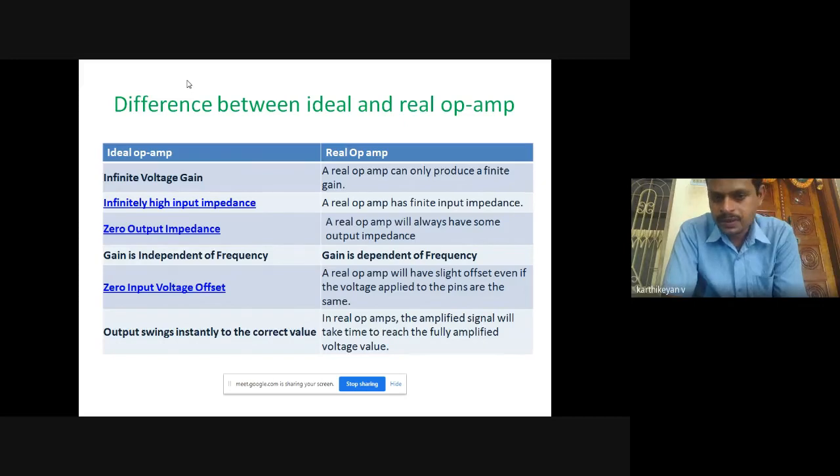In an ideal op-amp, zero input voltage offset, whereas a real op-amp will have slight offset even if the voltage applied to the pins are the same. And the output swings instantly to the correct value. In a real op-amp, the amplified signal will take time to reach the fully amplified voltage value. This is about the characteristics.